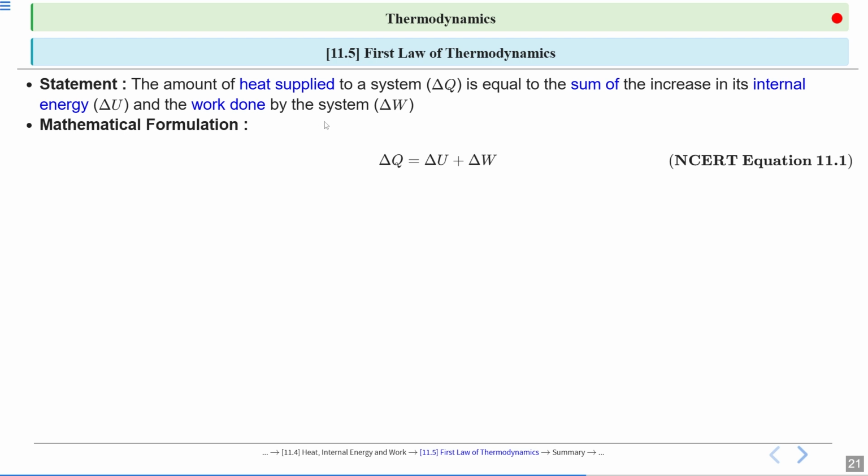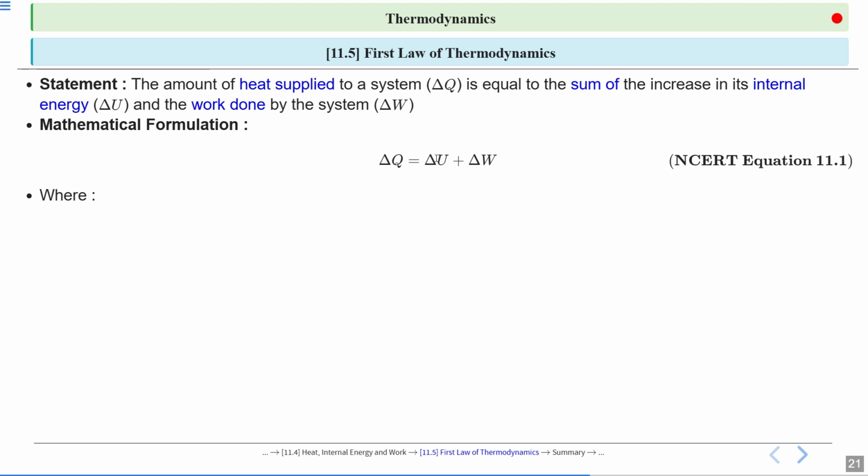So listen carefully. When we supply heat to a system, delta Q, the system will use that heat first to increase the internal energy, and second, to do work, the work done by the system. So here the energy is converted into two forms: first work, second internal energy.